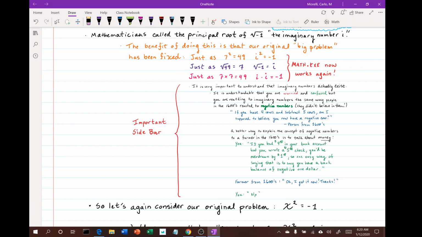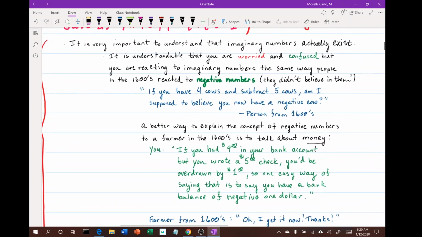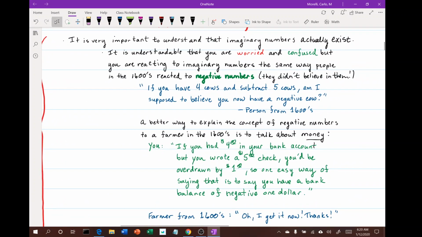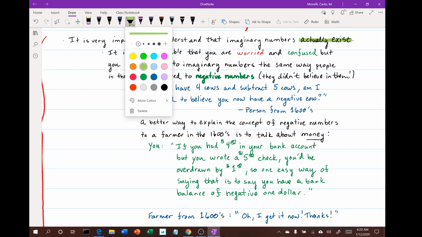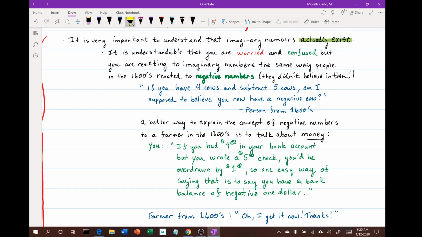Okay. So, little sidebar here that is really important. Let's read this together. It is very important to understand that imaginary numbers, guys, this is so key, I'm going to highlight it here for you. Imaginary numbers actually exist. Now, it is very understandable that you are worried and confused. You are reacting to imaginary numbers the same way people in the 1600s reacted to negative numbers. They did not believe in them, ladies and gentlemen.